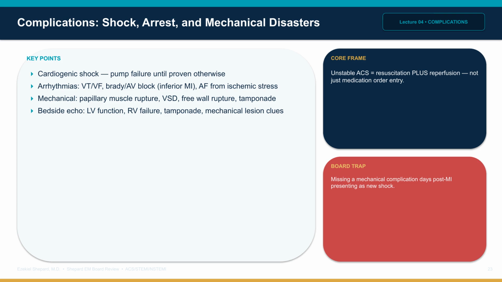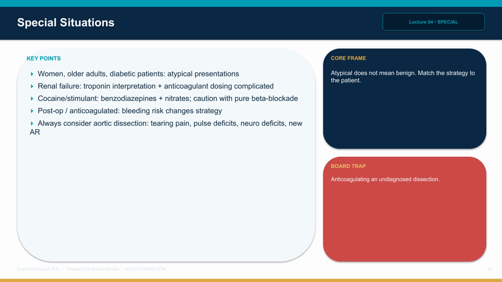Unstable ACS is resuscitation plus reperfusion. It is not just medication order entry. Special populations create board traps. Women, older adults, and diabetic patients may not present with classic crushing chest pain.